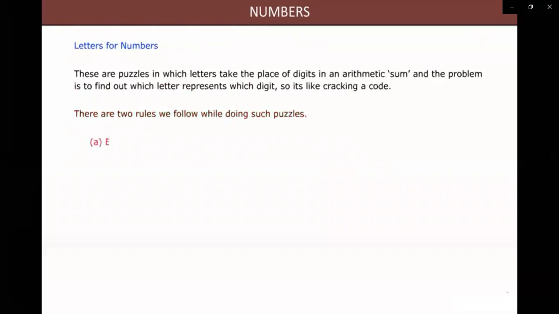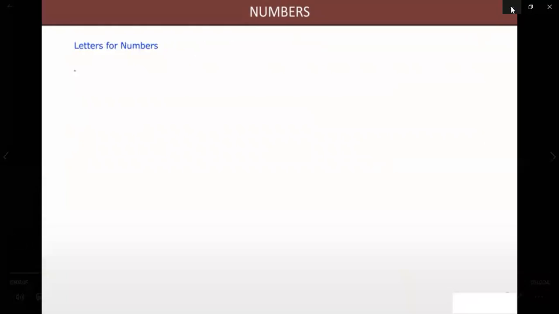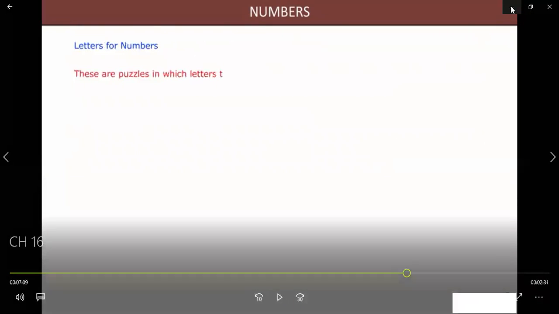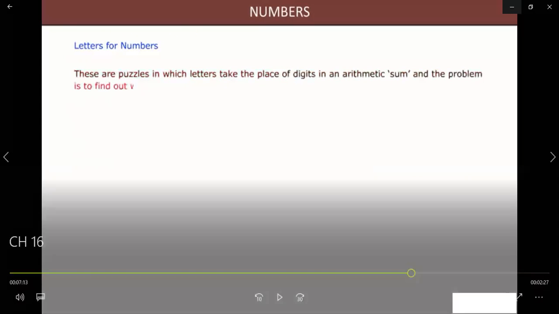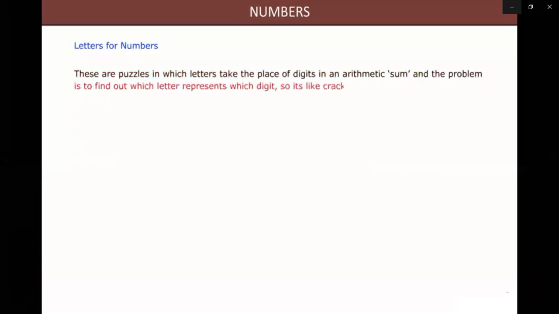So for the rules of letters for numbers, first of all we have to understand what the rules are. Basically, these are puzzle-type questions regarding numbers, which are a bit interesting also. We'll solve some puzzle-type questions based on this concept called letters for numbers. These are puzzles in which letters take the place of digits in an arithmetic sum, and the problem is to find out which letter represents which digit. So it is like cracking a code.